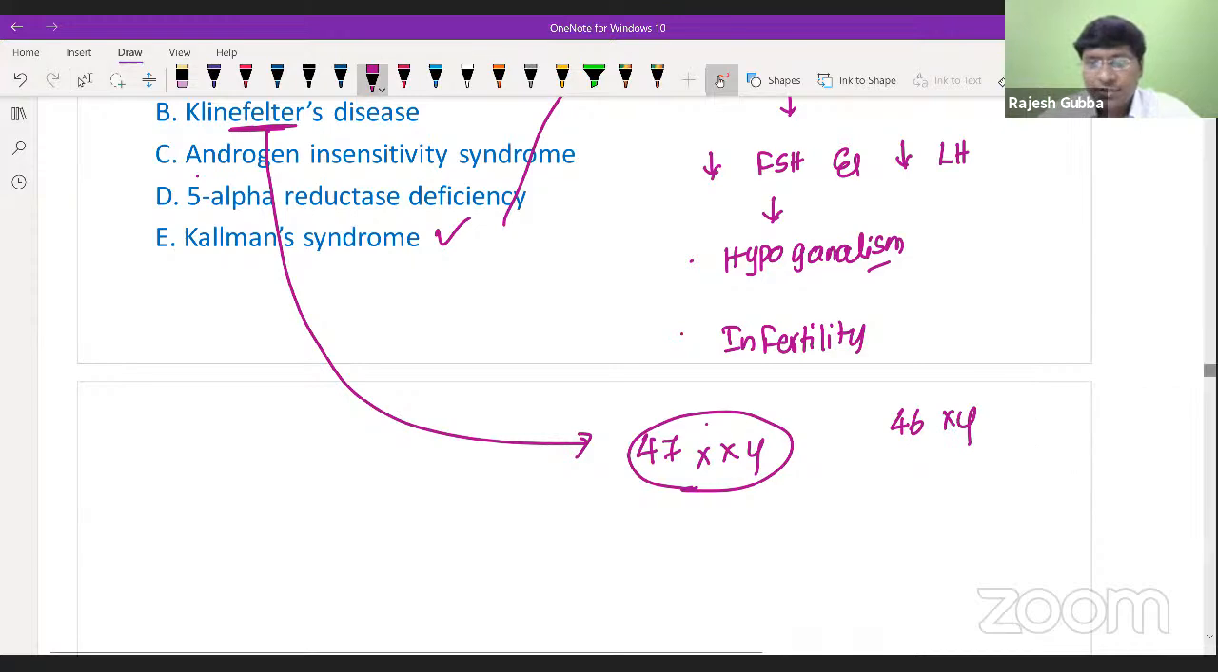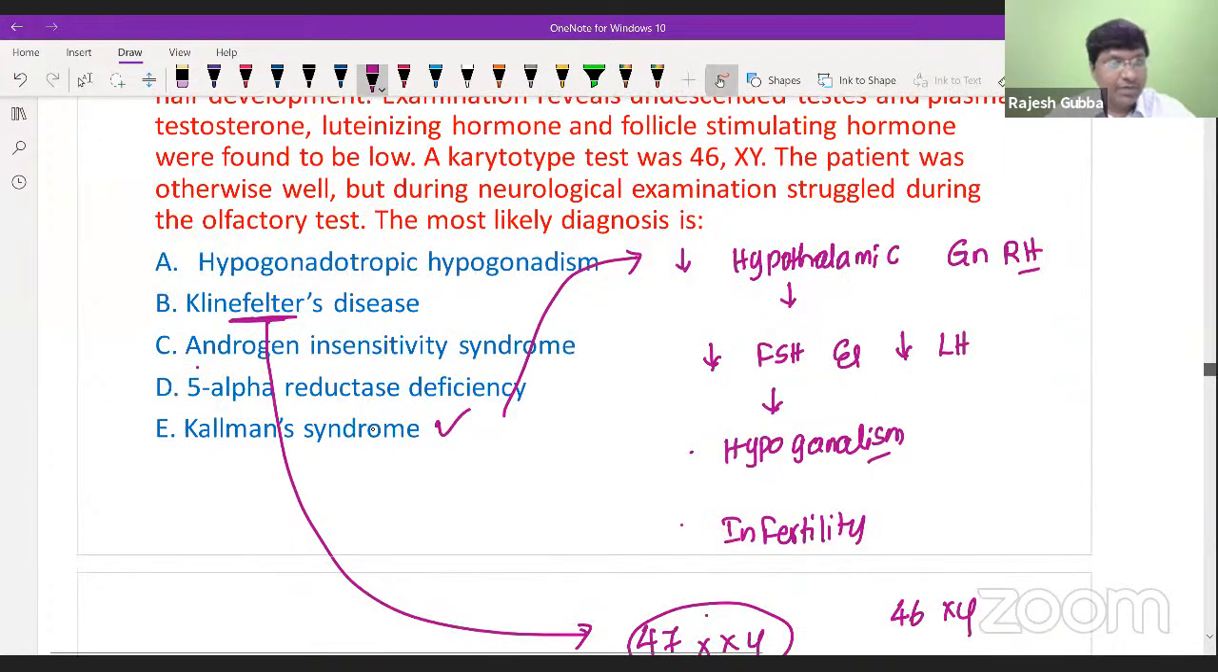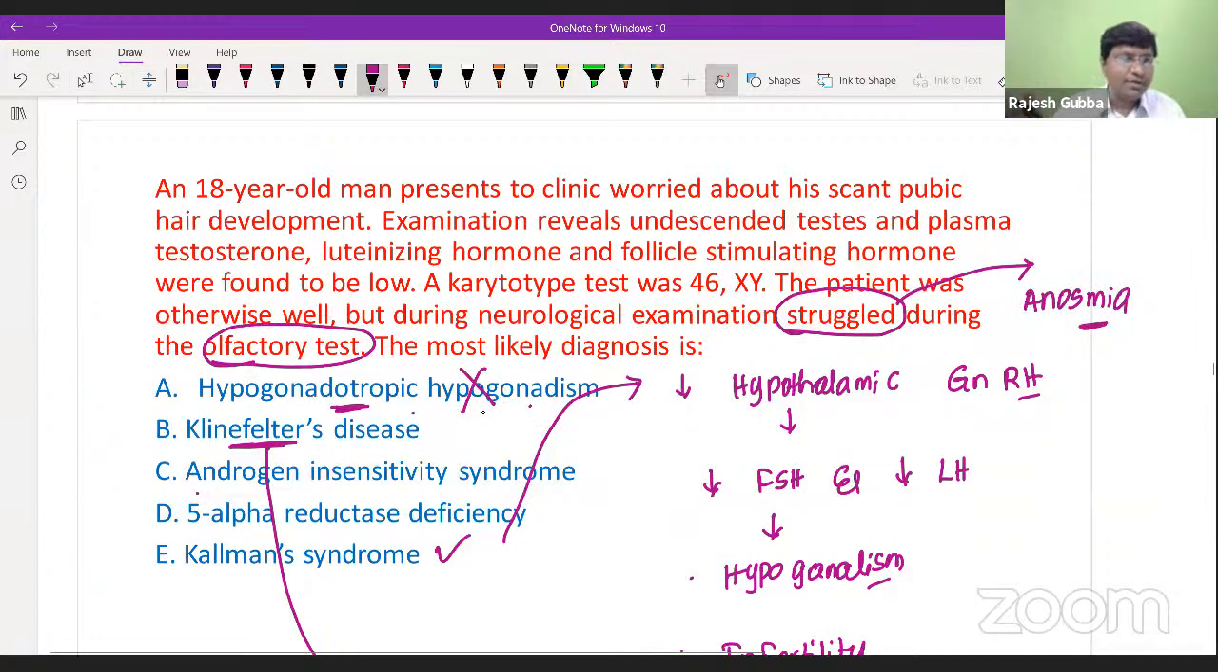Now, why not your option A, that is hypogonadotrophic hypogonadism? Because what is the additional finding mentioned? On neurological examination, he struggled during the olfactory test. What does that mean? That means the patient has anosmia. This anosmia will not be there in hypogonadotrophic hypogonadism. Because anosmia is not there in hypogonadotrophic hypogonadism, that is the reason why your first option is ruled out. Otherwise, you will have all the other features in the question, but anosmia will not be there.